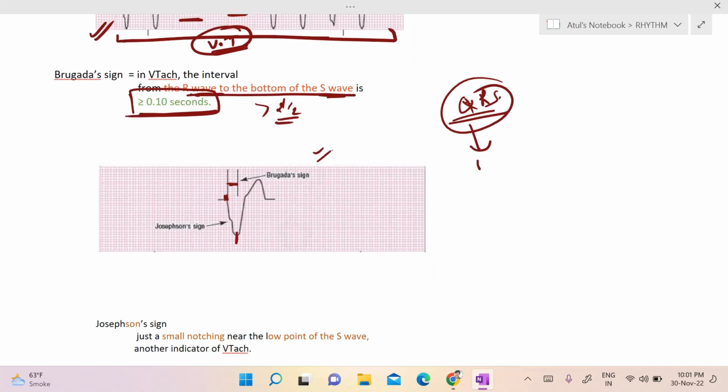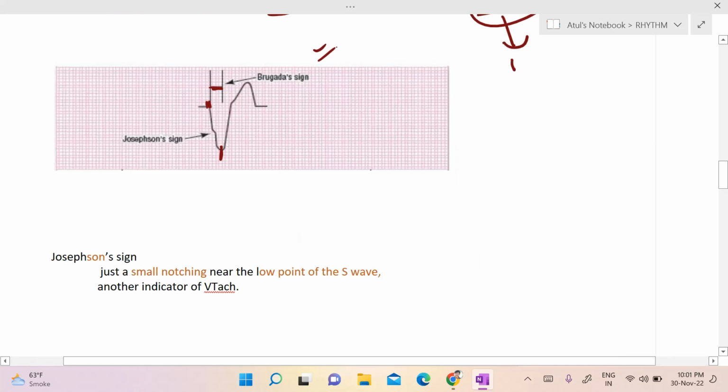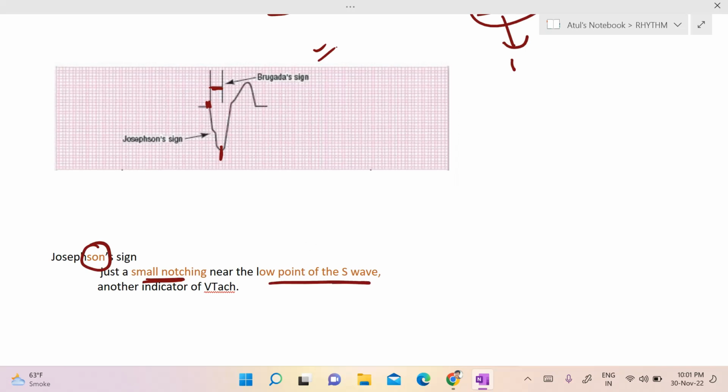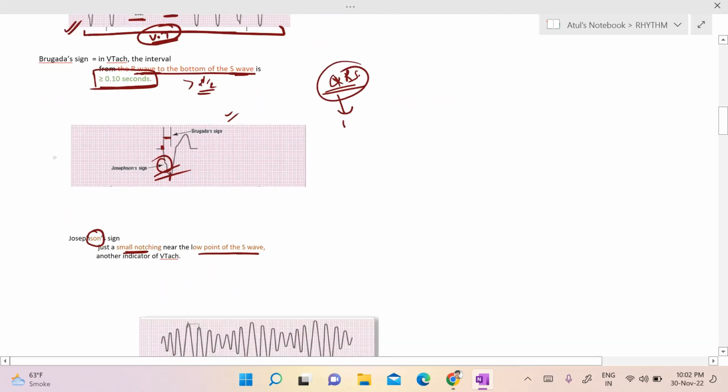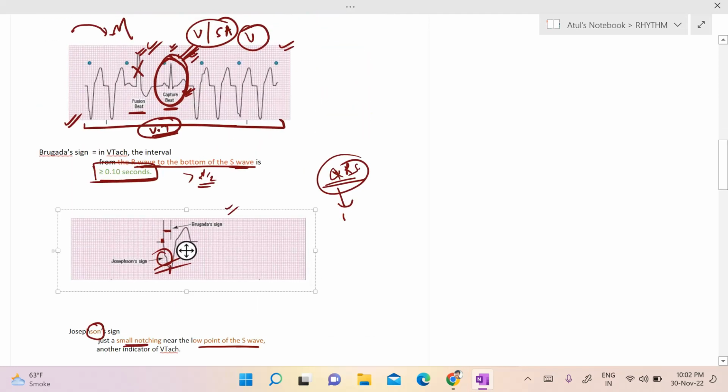Now next is the Josephson sign. Josephson sign is notching: small notching near the low point of the S wave. If this is the S wave and it has notching near the lower point, this is the Josephson sign. It is also suggestive of ventricular tachycardia.